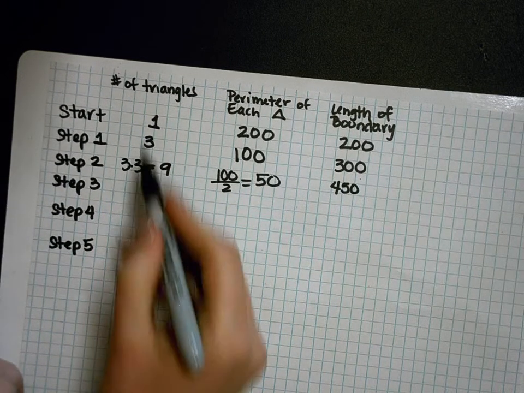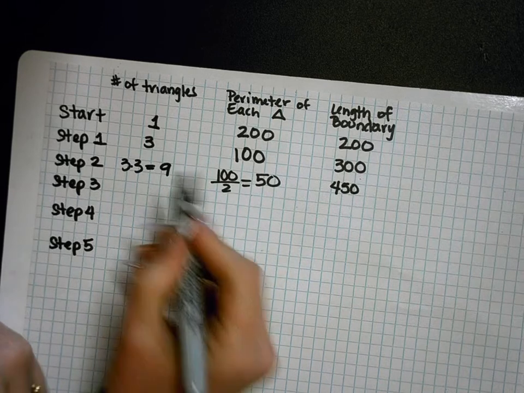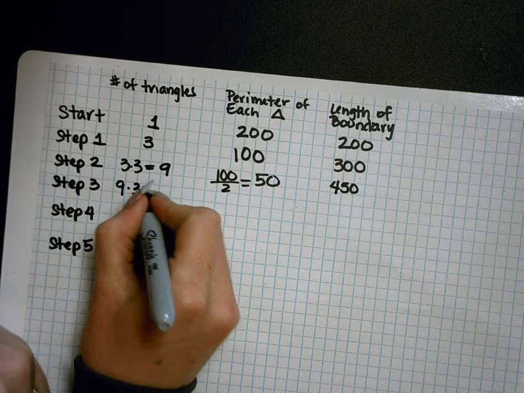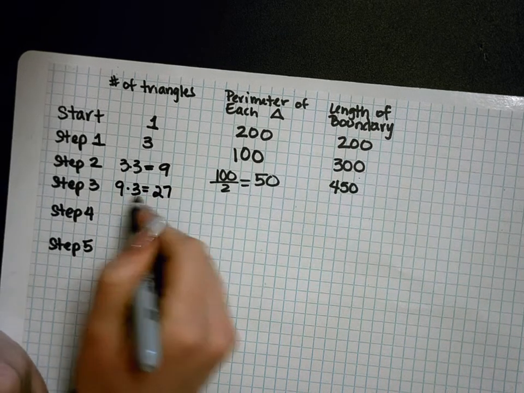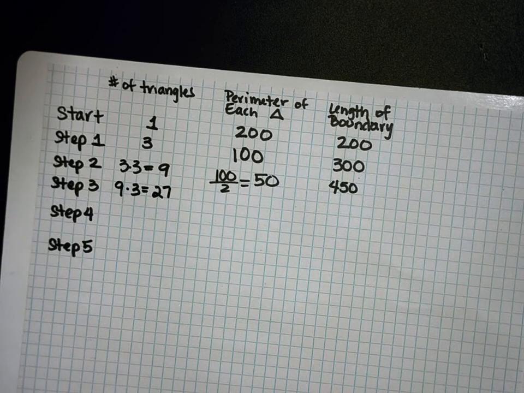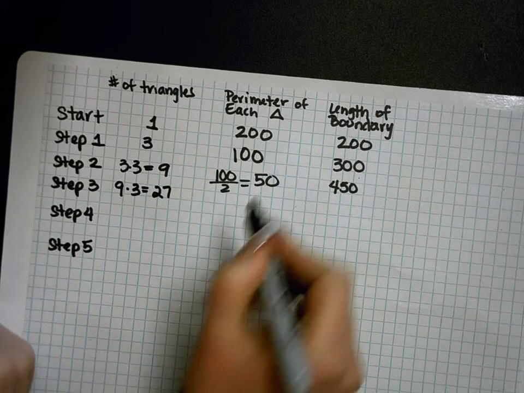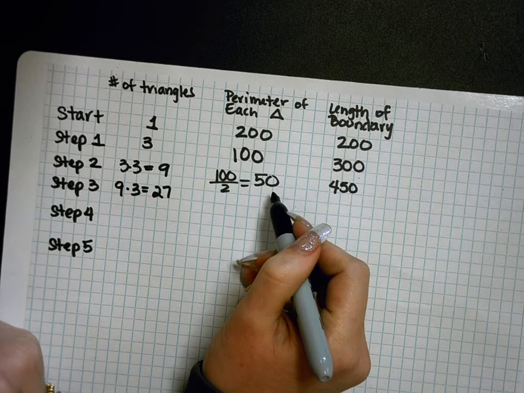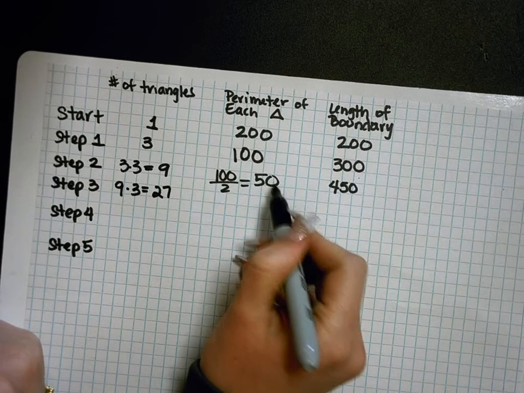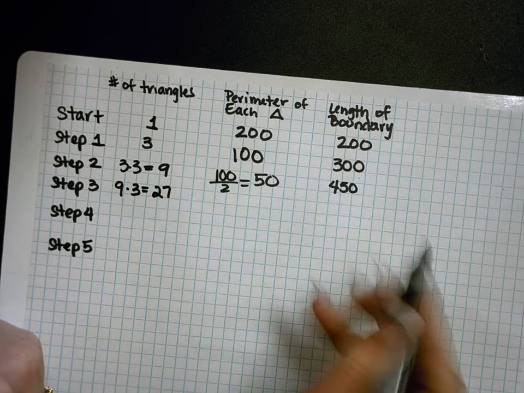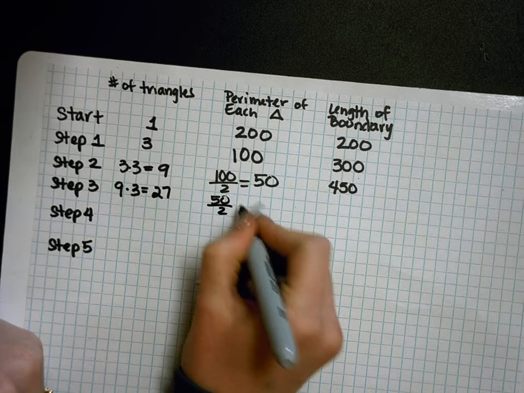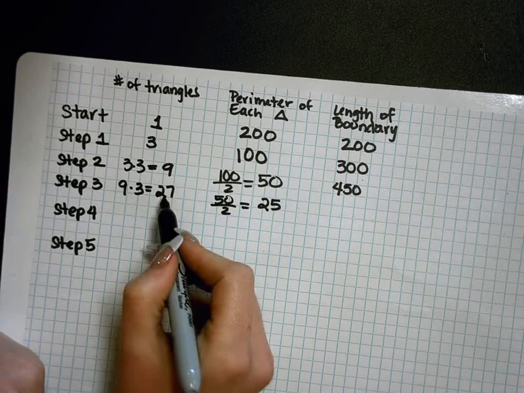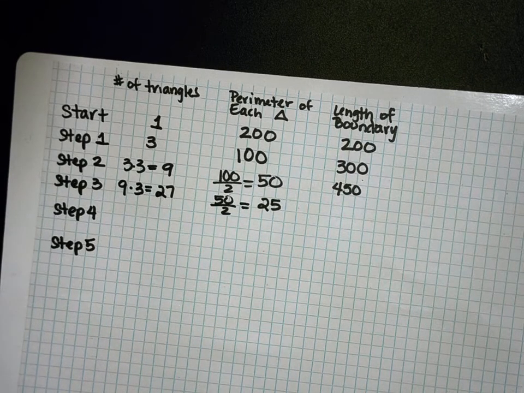Step 3, the number of triangles increases by a factor of 3. So we're going to take how many triangles we had before. We had 9. It increases by a factor of 3, which means at the end of step 3 we will have 27 triangles. The perimeter of each triangle, well, the last step was 50. It's divided by 2. It's half as big as step 2. So that's going to be 50 divided by 2, which is 25. The perimeter of each smaller triangle is now 25.